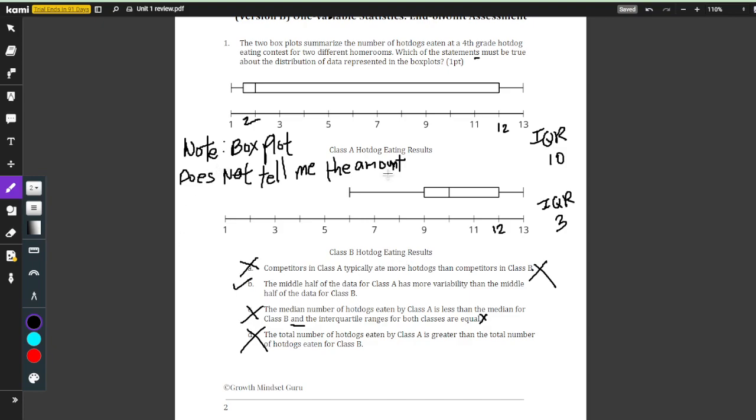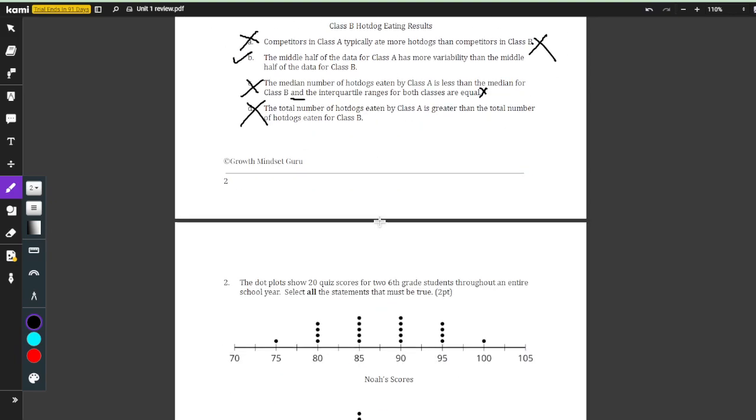So there you have it. We're looking at center, the median, and then interquartile range. A box plot does not tell us how much each one has eaten. So the amount, the total number, we don't know.